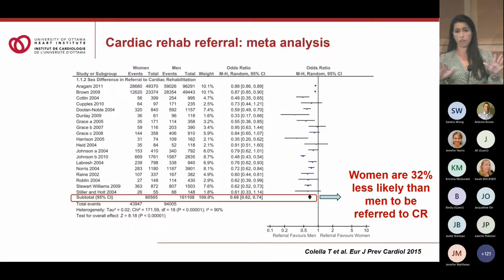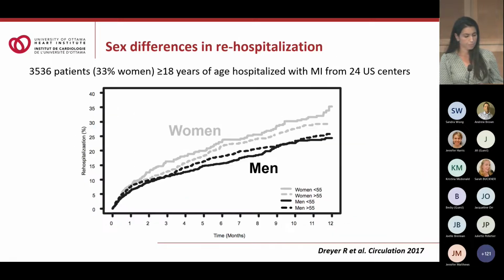This is at the referral already from the get-go. They're less likely to be referred, even though they would benefit just as much as men. Then we look at prognosis, perhaps as a direct result of receiving less secondary prevention, receiving less cardiac rehab, women are more likely to be rehospitalized in the first year after an MI.